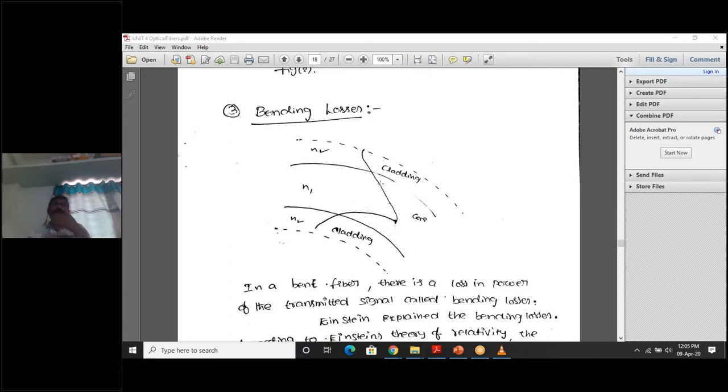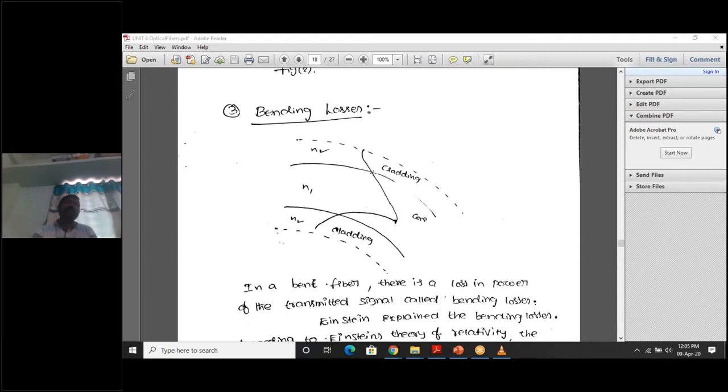One part should not travel more than the other part. Here also, one part of the wavefront should not travel more. This is the part of the light which is in the cladding. According to Einstein's theory, the part of the light in the cladding should not travel with more velocity than the part of the light in the core.